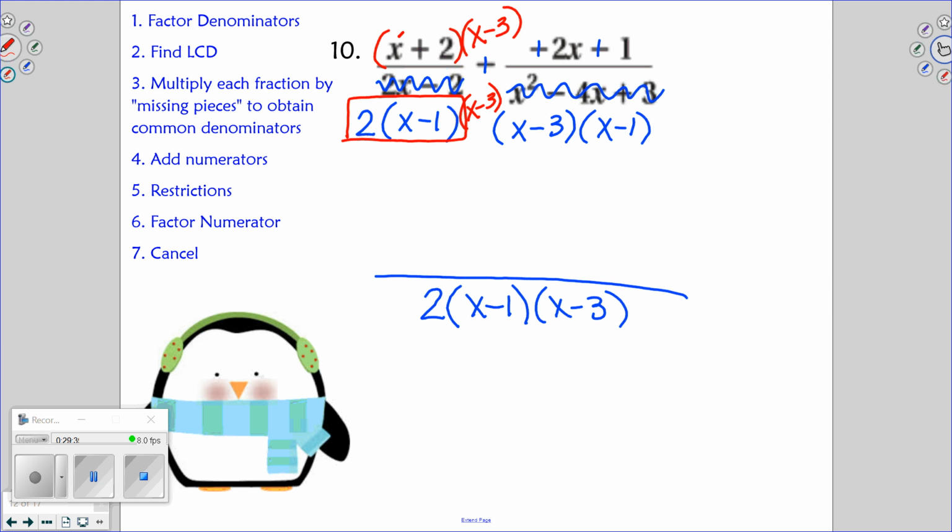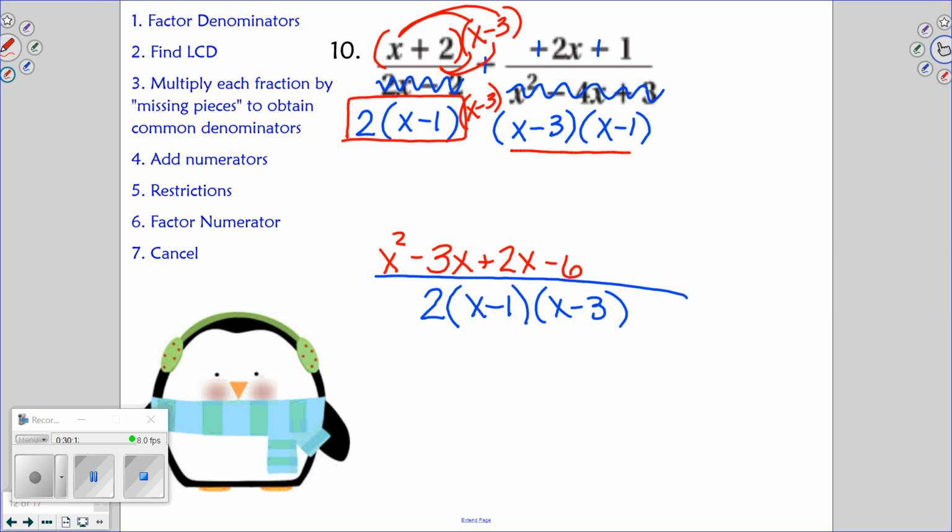All right, so I'm going to multiply. So we have x squared minus 3x plus 2x minus 6. Ooh, that's not a 6. What's wrong? I'm distributing. I only saw x minus 3. All I'm doing is distributing up top.